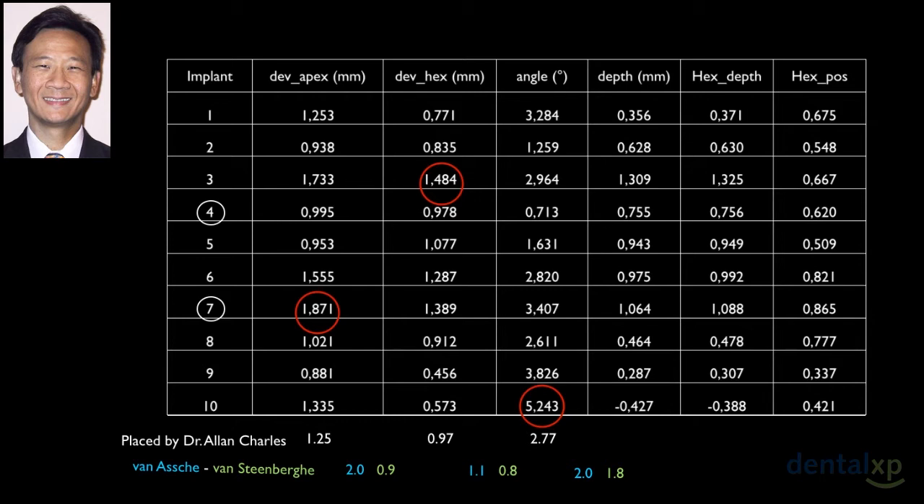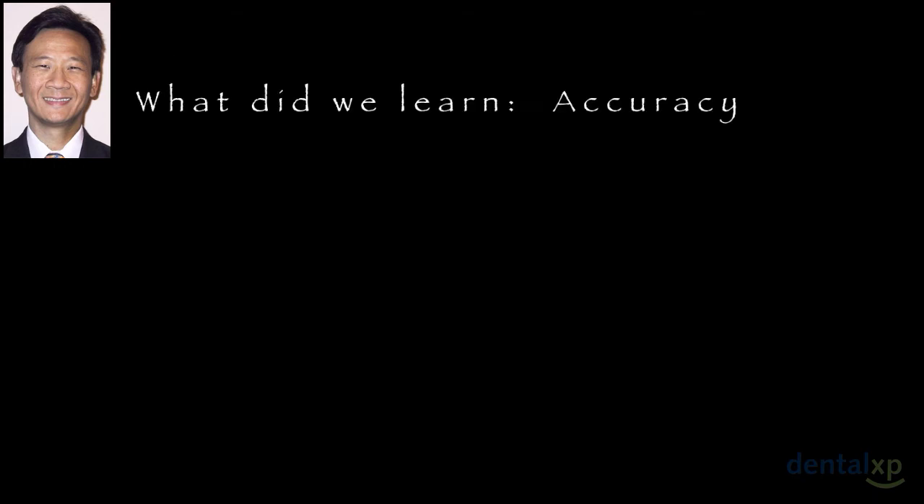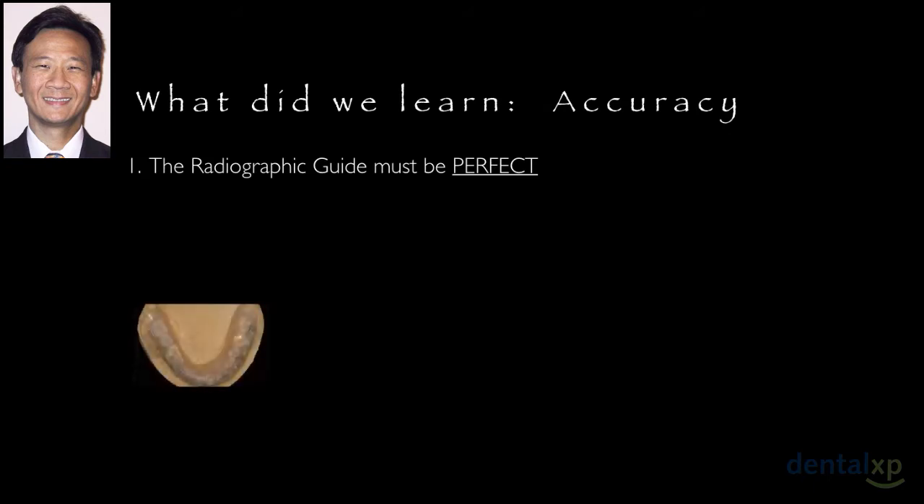We also had those other measurements of depth, which averaged about 0.63 millimeters. So we were deeper, about an average of 0.63 millimeters, as well as the hex changes of 0.64 and the positioning by 0.61. So what did we learn about this accuracy of placement of the implants from the planned position to the placed position?